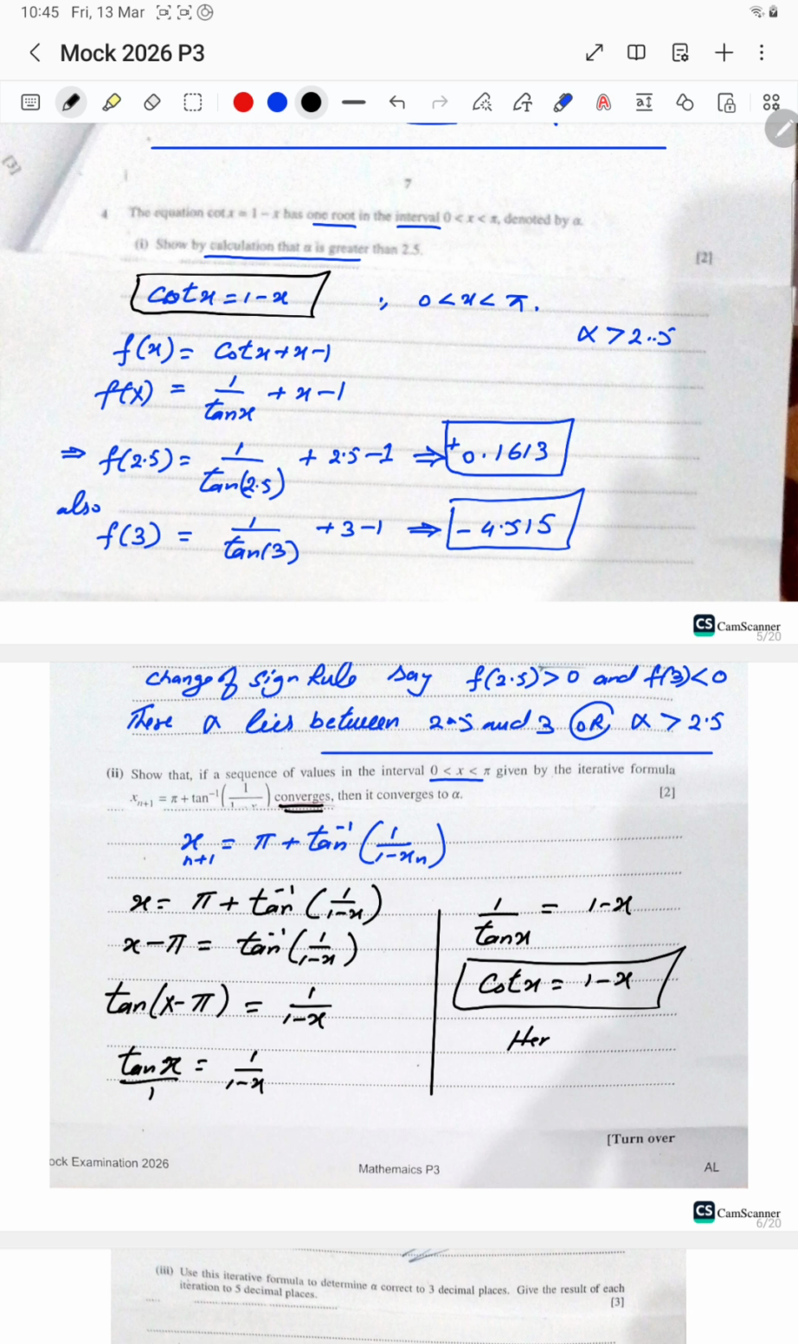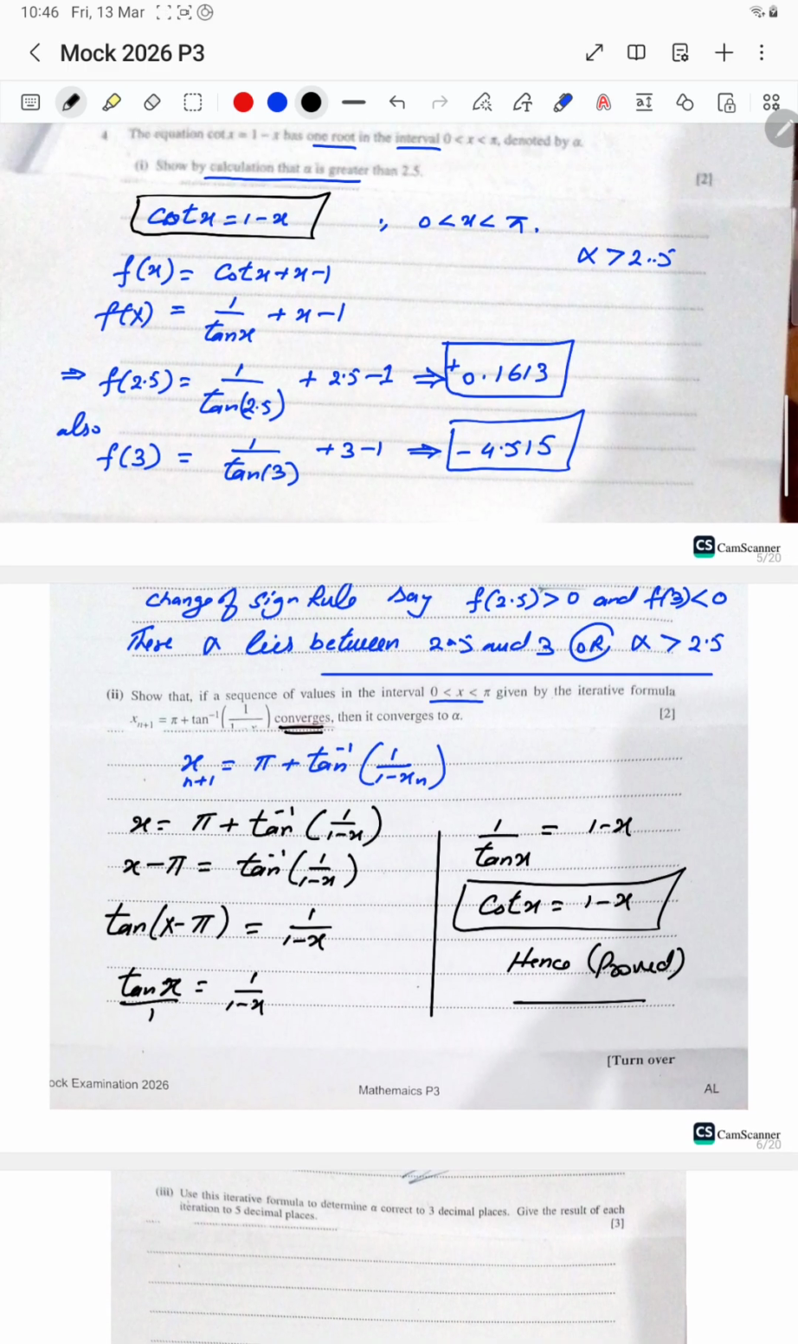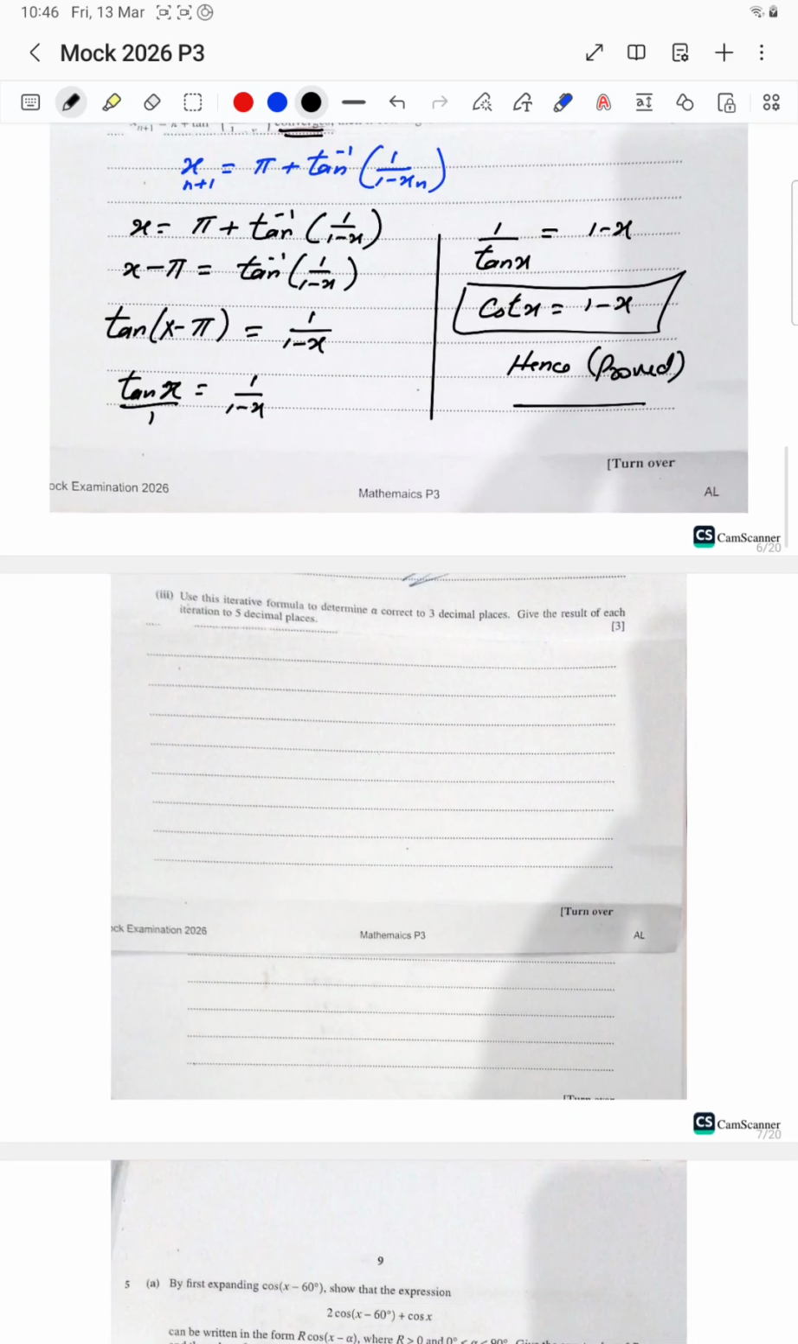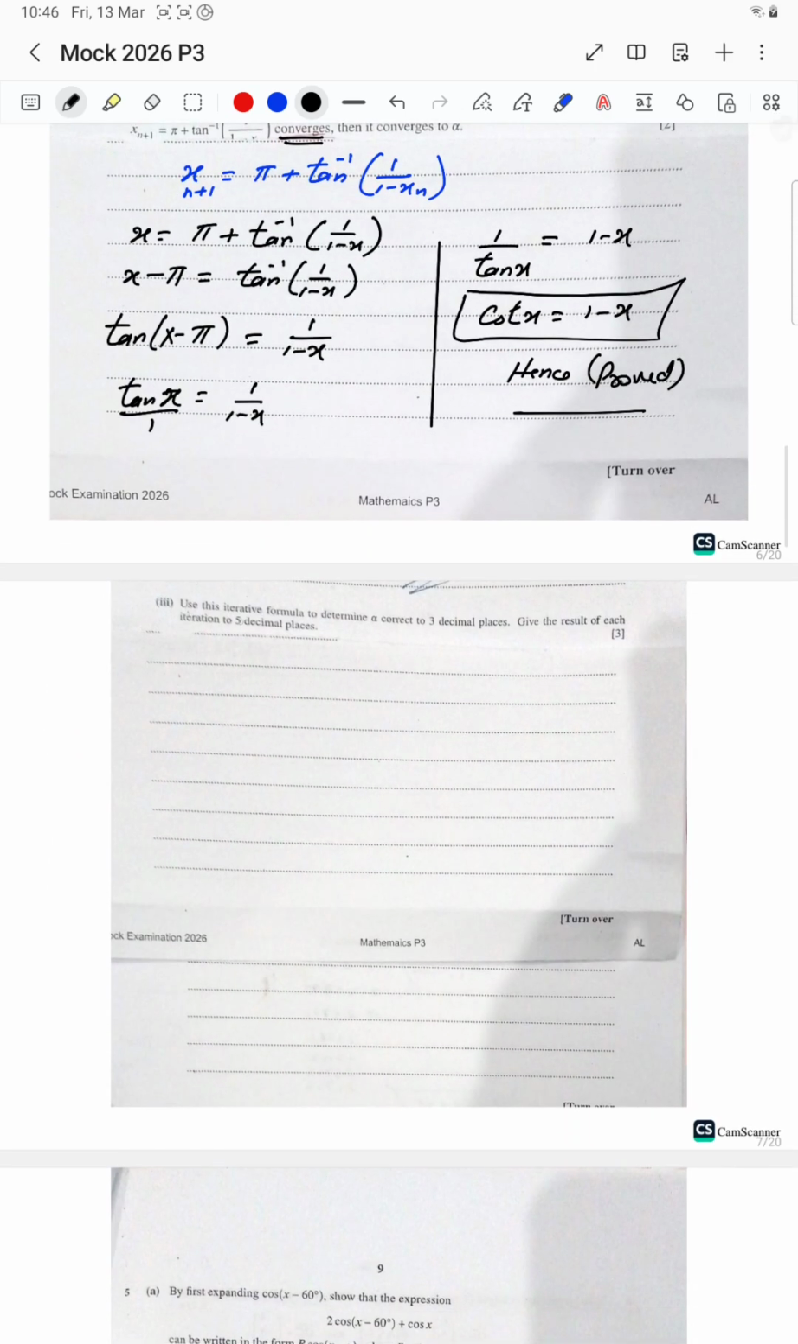Hence proved that this iterative formula converges to alpha. And this kind of question is most probably asked every year along with the question on iteration. So the next, third part is to use this iterative formula. What is the iterative formula actually? x n plus 1 equal to pi plus tan inverse of 1 over 1 minus x n.